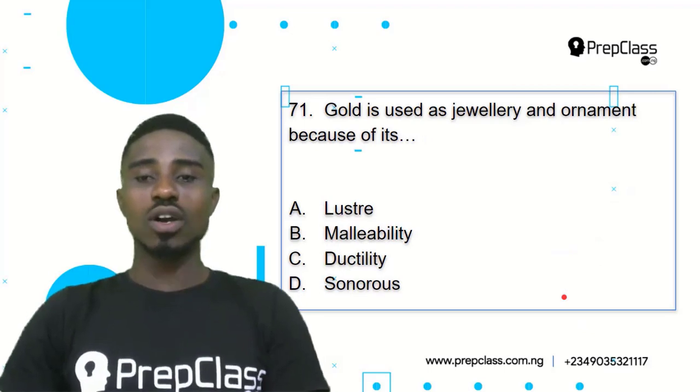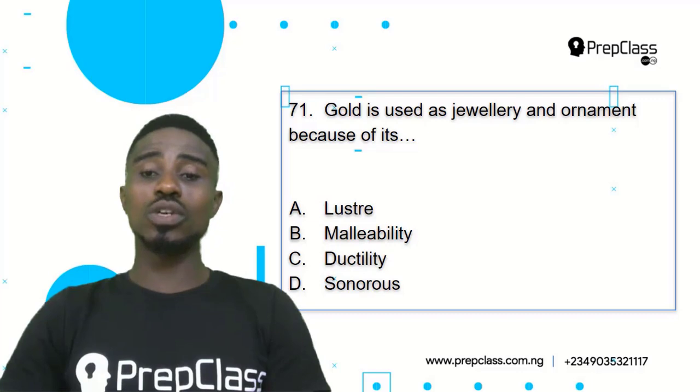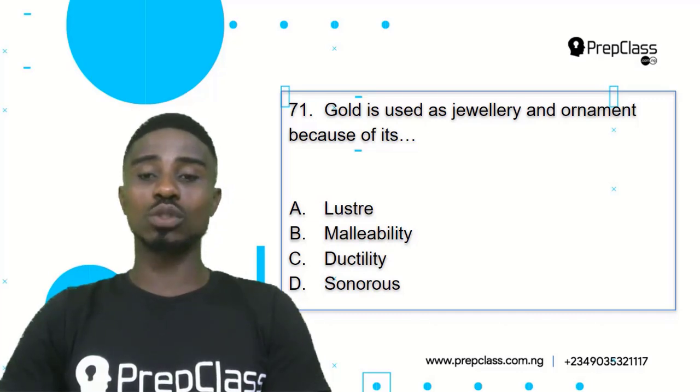Question 71. Gold is used as jewelry and ornament because of its A. Luster, B. Malleability, C. Ductility, D. Sonorous. For us to carefully select the correct answer, we need to analyze all of the options and see which one best answers the question.